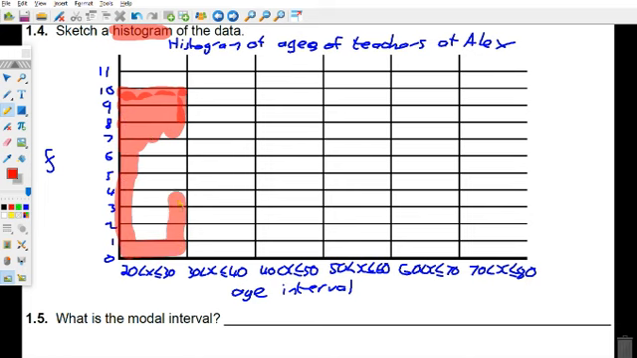Okay, the next one, how many did we have in the second data point? We had 11. So in this one, we're going to go up to 11. Okay, and then now we have our histogram. Histograms, they touch. Bar graphs don't touch each other. Okay, so we're going to colour it all in, all to the bottom. There we go.